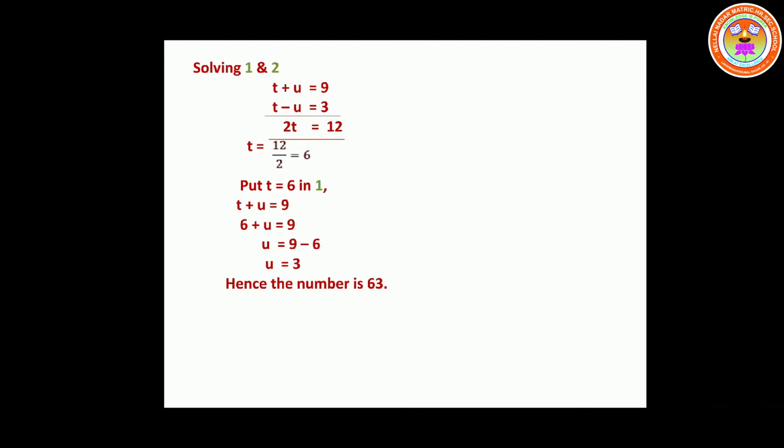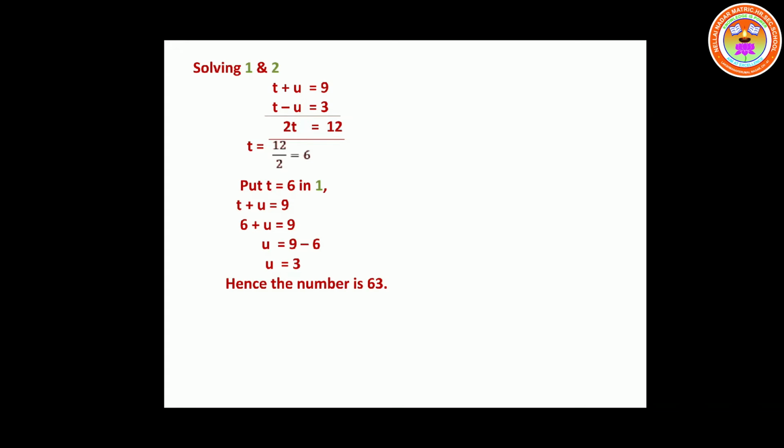Now I am going to solve equations 1 and 2. What is the first equation? t plus u is equal to 9. Second equation is t minus u is equal to 3. So here u is eliminated, plus u minus u is eliminated. So you are having 2t is equal to 9 plus 3, which is 12. Therefore t is equal to 12 by 2, that is equal to 6. T is the tens place, so you have the number as 6.